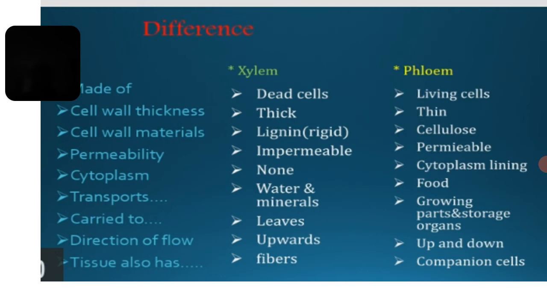Next, cell wall materials. In xylem, the cell wall is rigid and made up of lignin, whereas in phloem it is cellulosic. When you see the permeability, the xylem is impermeable, whereas the phloem is permeable. Why? Because the xylem is a dead tissue, that's why it is impermeable, whereas the phloem is a living tissue, so it is permeable. Next, the cytoplasm is absent in xylem, whereas in phloem the cytoplasm is present.